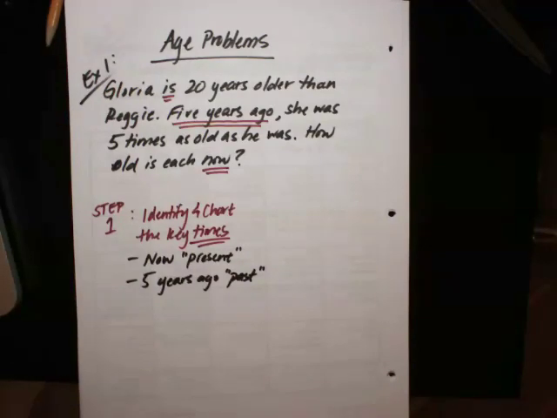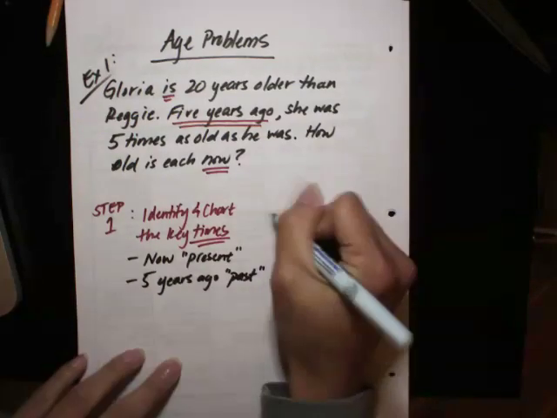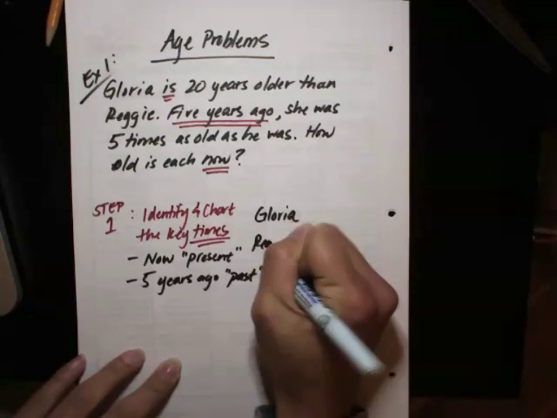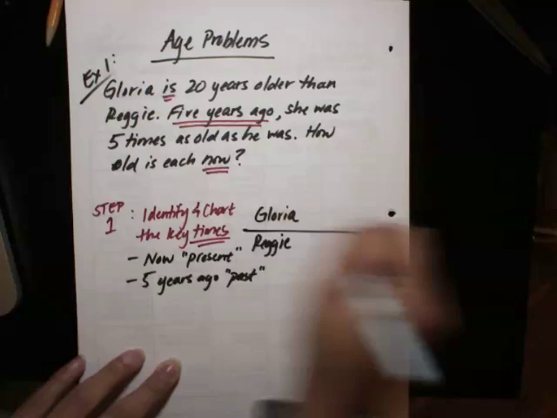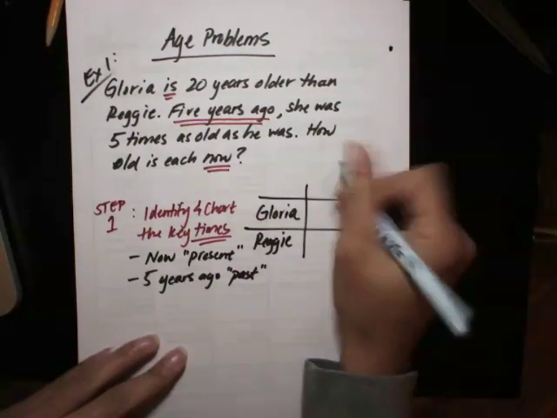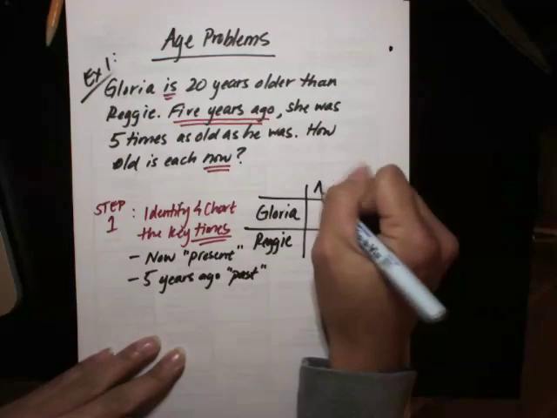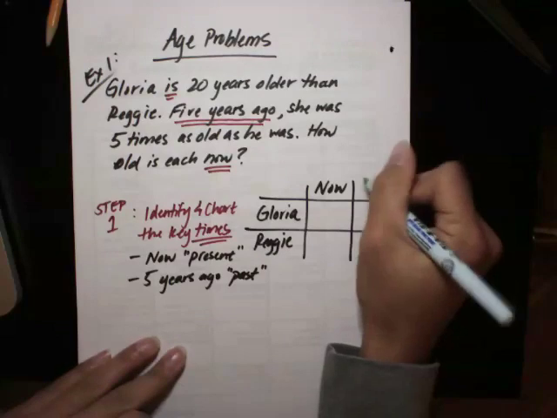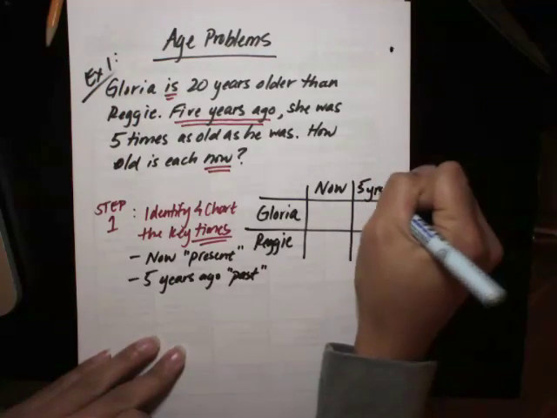So now that we've identified it, we want to put this information into a nice chart. We have two players here. We have Gloria and we have Reggie. So we're going to go ahead and put this information in a nice chart form. We have now, which is in the present, and we have 5 years ago.